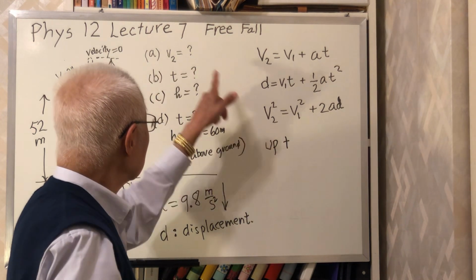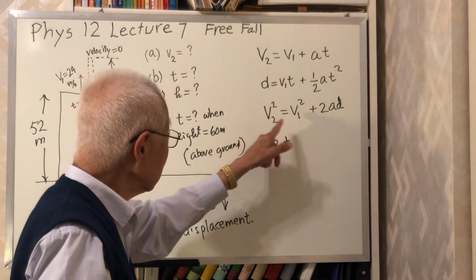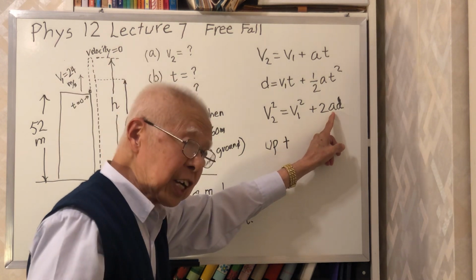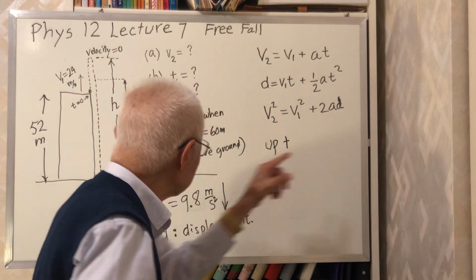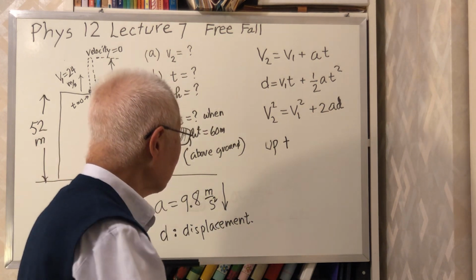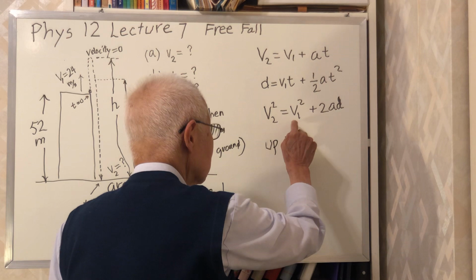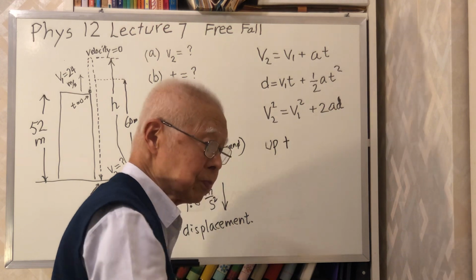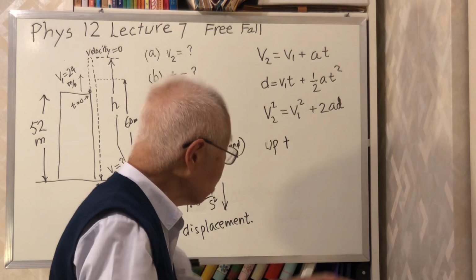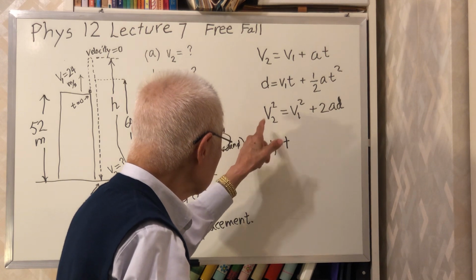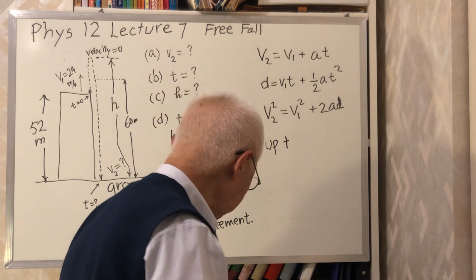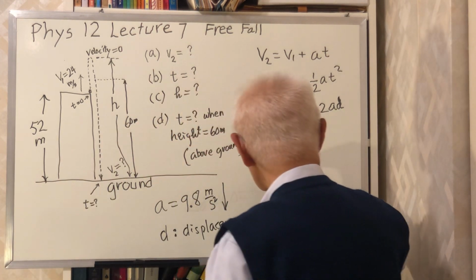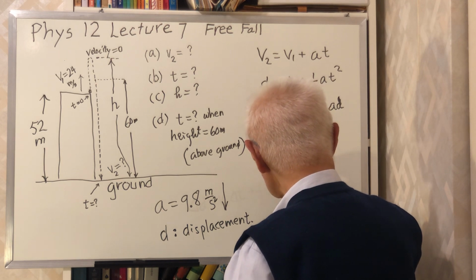V2 is part A, what I want to find. V1 is 24. A is negative 9.8. D is negative 52. So in this equation, this is known, this is known, this is known. I can find V2. Understand? I'm not going to give you the detail. You can find V2 using this equation. And the answer is, V2 is 40.